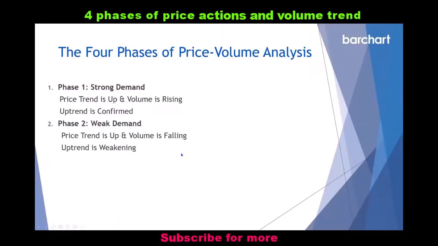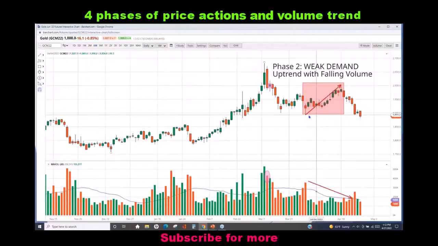So phase two, well, this is weak demand, and price tends to trend up. Volume is starting to fall, or volume is starting to wane. And this is a sign that our uptrend is weakening. And we can see that price is rising. It's trending higher. Our volume is decreasing, or it's below that baseline.